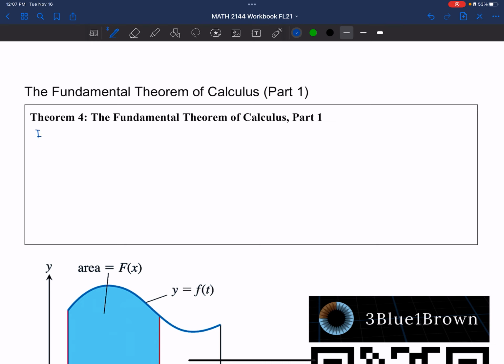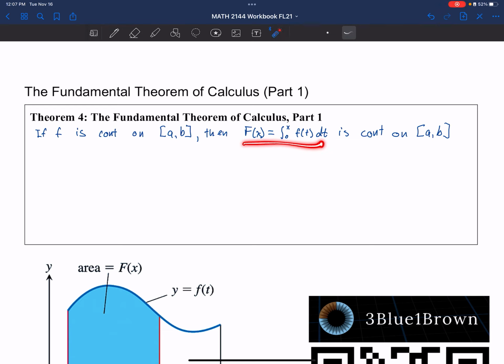If f is continuous on the closed interval from a to b, then capital F of x, which is simply going to be the integral going from 0 to x of f of t dt, is continuous on the closed interval a to b. Give everyone a moment to write. And I'll briefly say a word about what this capital F of x is.